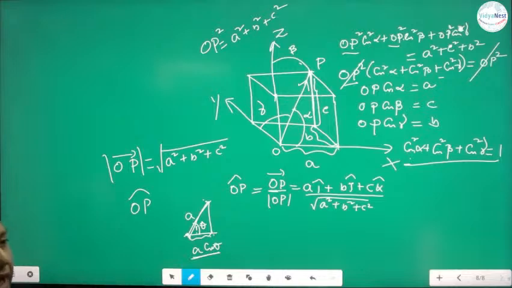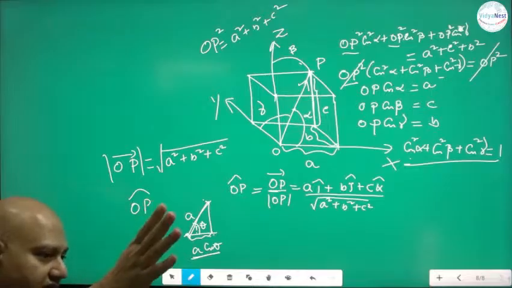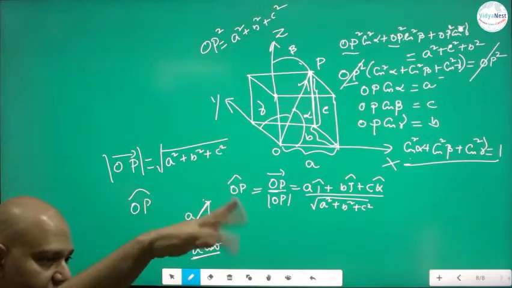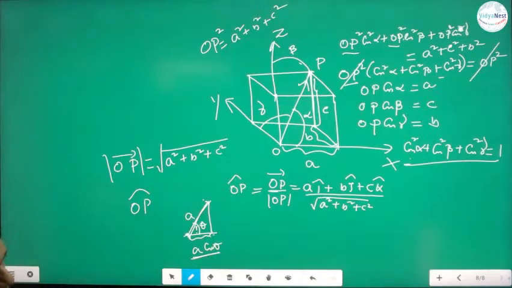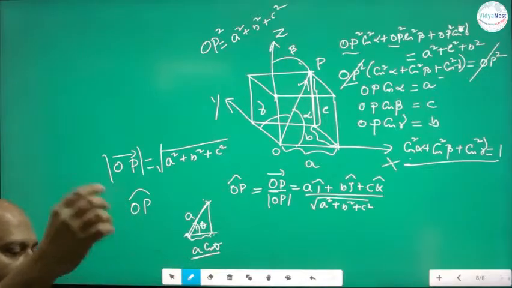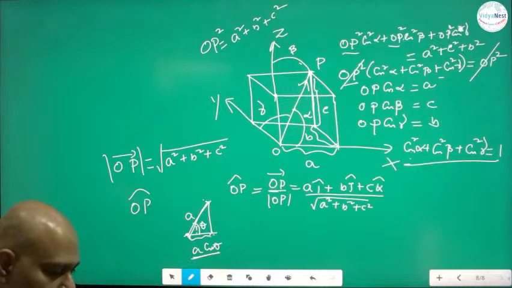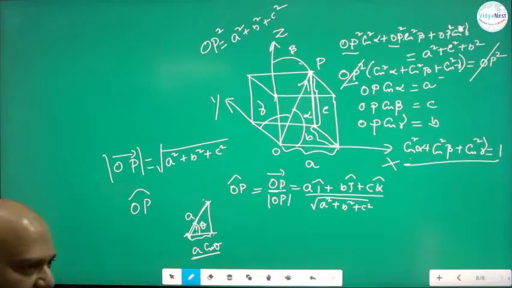Now see Saurabh, we will just apply something. This concept of the vector we have to apply in the numericals of physics. The I cap, J cap, K cap, all these things will come in the numericals. But how to apply? Slowly we will understand how to apply this concept in the numericals.